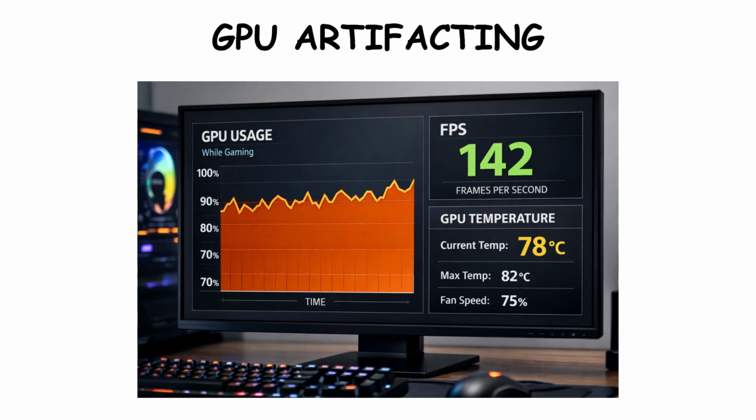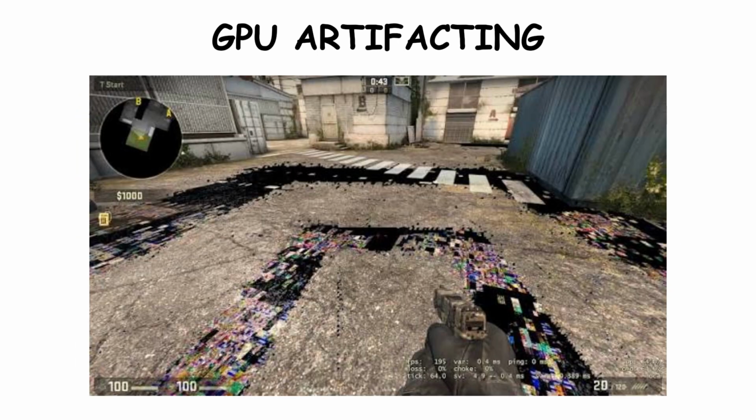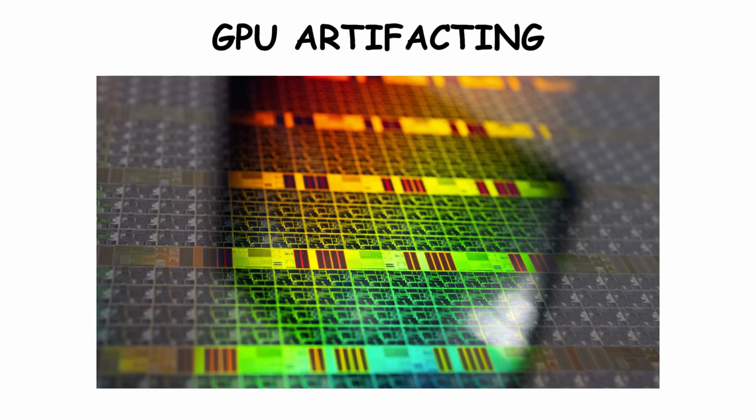You can try checking your thermals and underclocking the VRAM, but if the artifacting persists, the silicon is physically degrading and the card must be replaced.